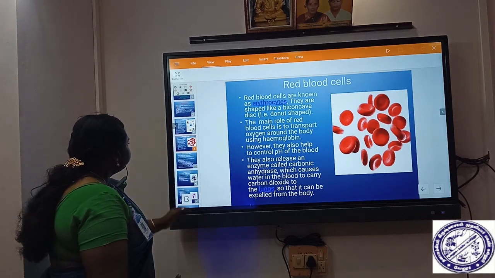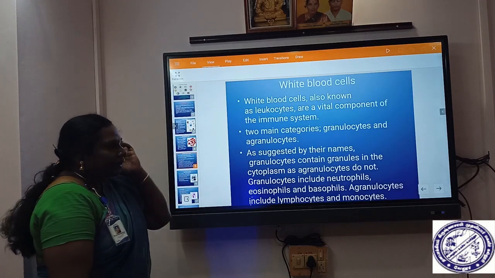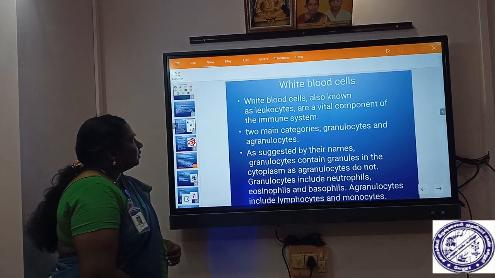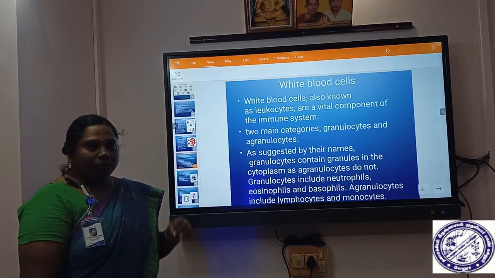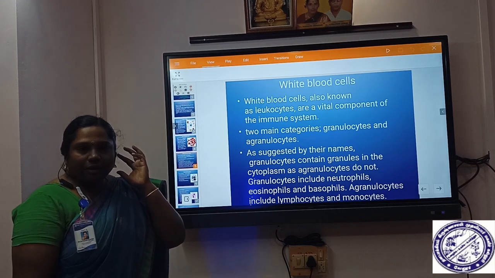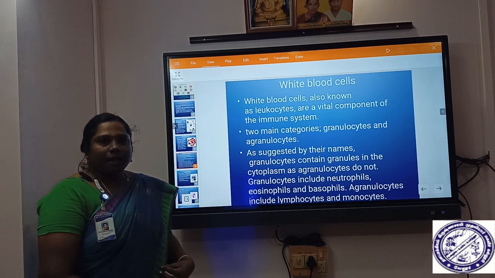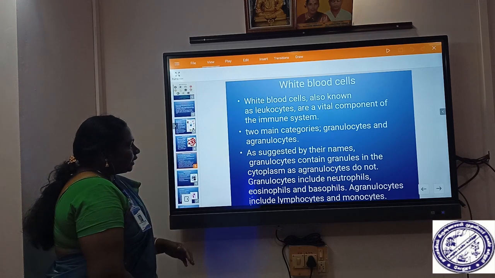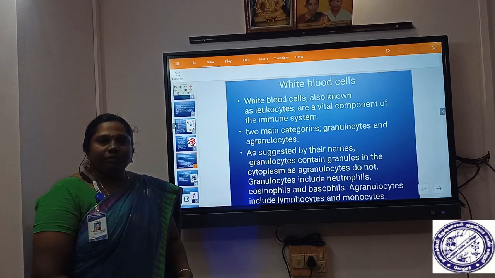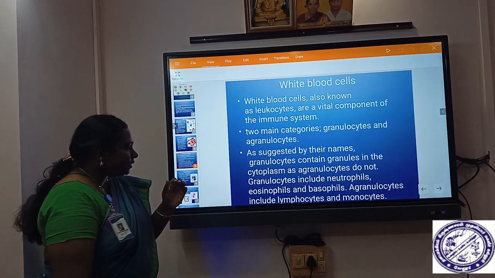The other type of cells are called white blood cells. They are otherwise called as leukocytes. The main categories of leukocytes are granulocytes and agranulocytes. As the name suggests, granulocytes, they contain multiple granules in the cytoplasm, whereas agranulocytes, they don't contain any granules. In case of granulocytes, they are further classified as neutrophils, eosinophils, basophils.